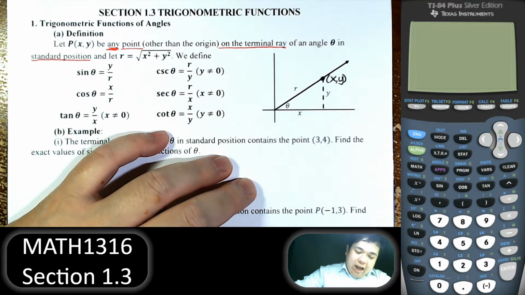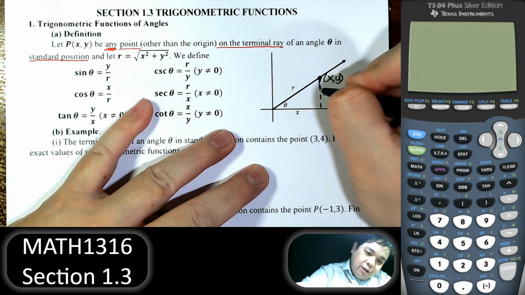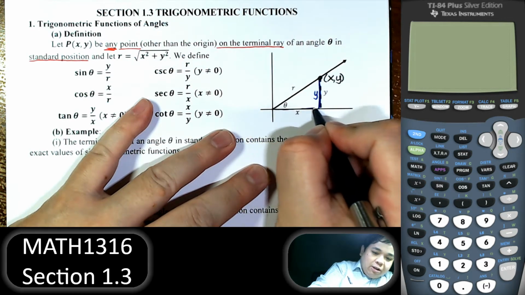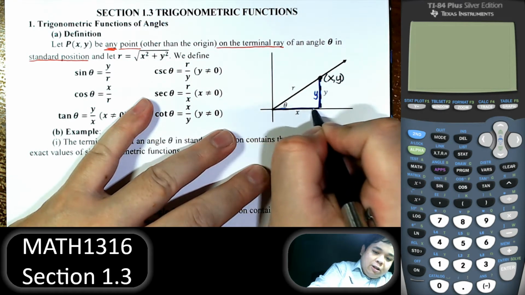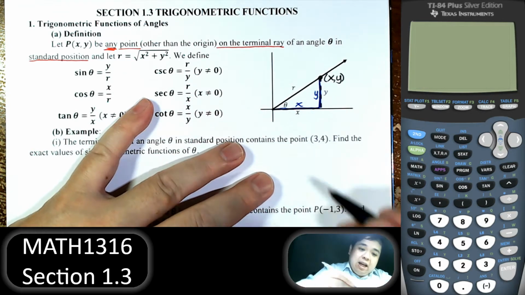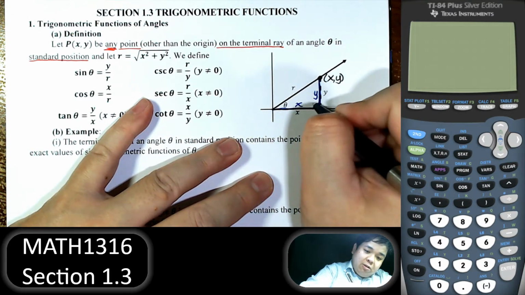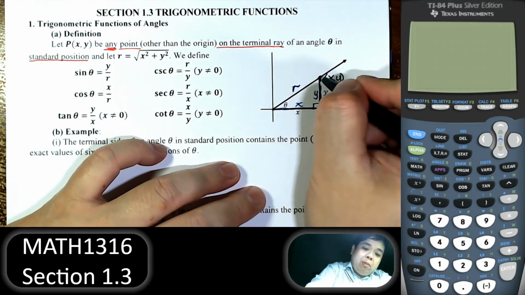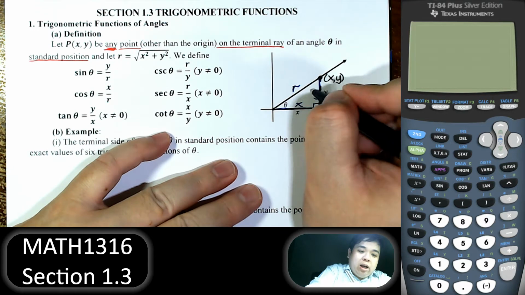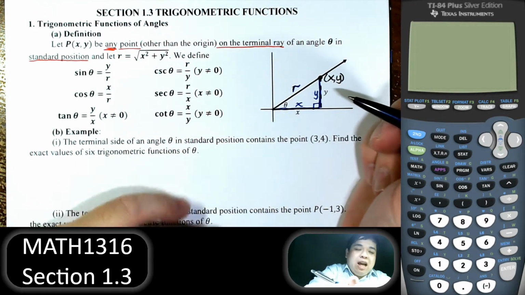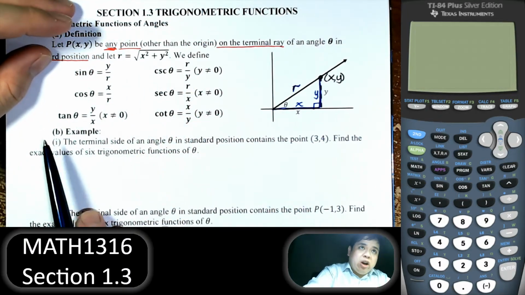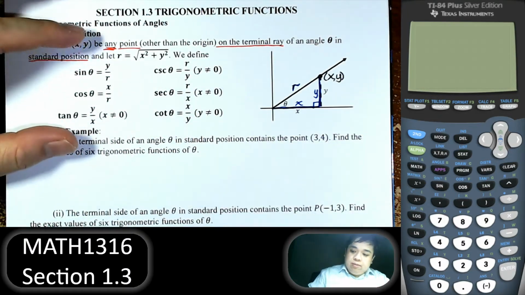So with that we have here the y value, and here's the x value. And let the hypotenuse of that right triangle be r. So we have x, y, and r. We pick a point on the terminal ray with x and y, and the hypotenuse is r. Once we have that, we define the six trigonometric functions as follows.